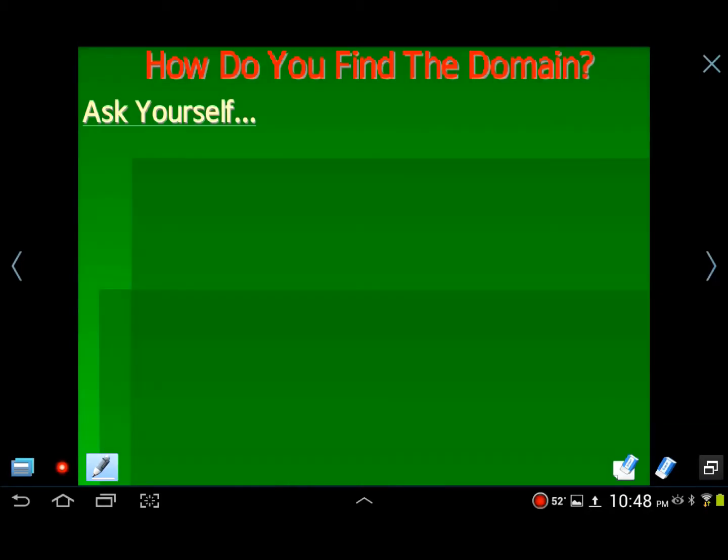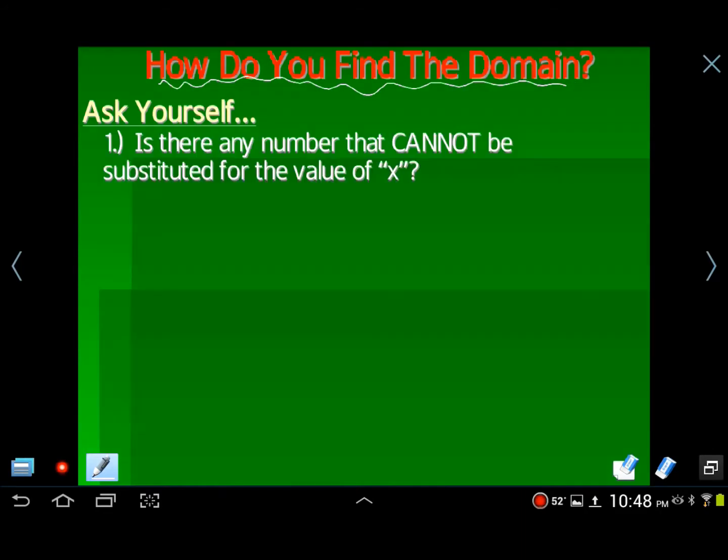So let's get started with the main question, which is, how do you find the domain? Ask yourself a series of questions. One of the first questions you want to ask yourself is a constraint question: is there any number that cannot be substituted for the value of x? What can x not be? I know it's a weird way to phrase a question, but that's what you want to ask yourself. What can x not be?